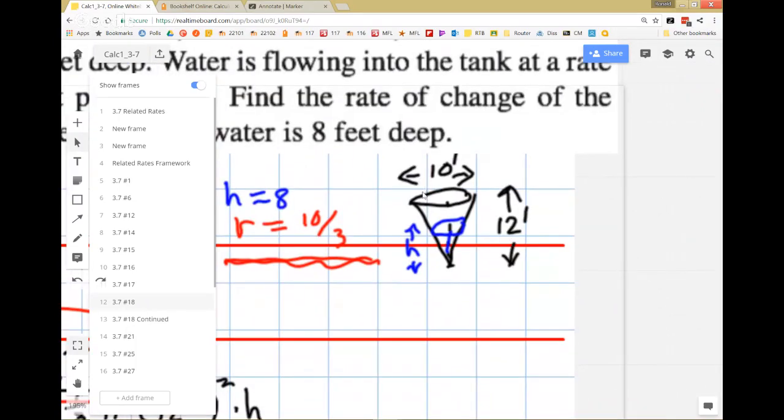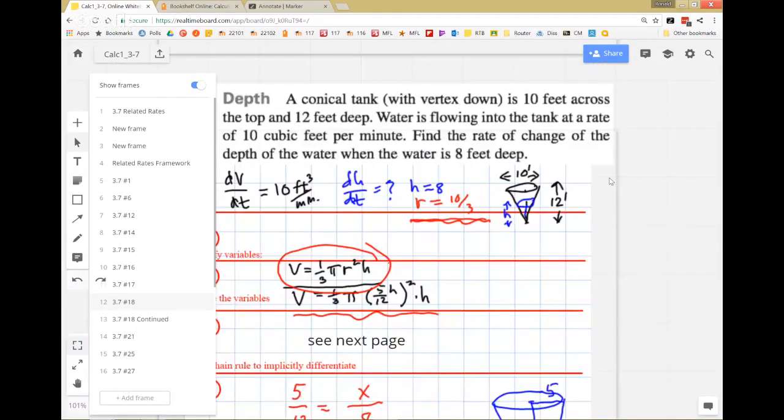So it's 10 feet across and it's 12 feet deep. Just a quick picture of a cone, and there's water in it. That's what I tried to show with this circle. There's a depth there, and then the height is 12. Okay, so we got that drawn.